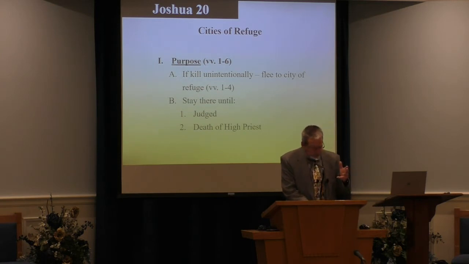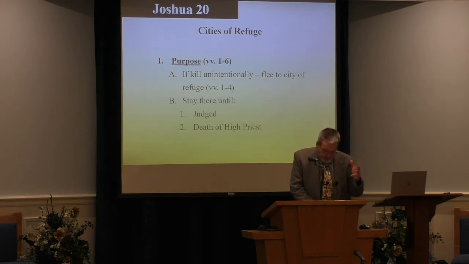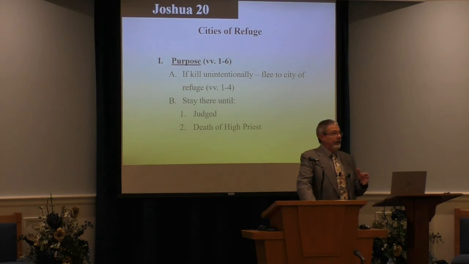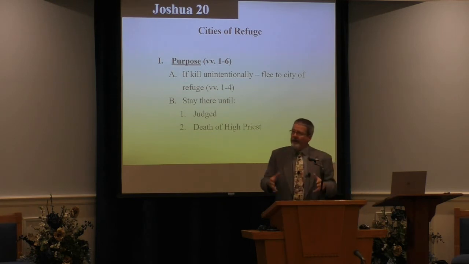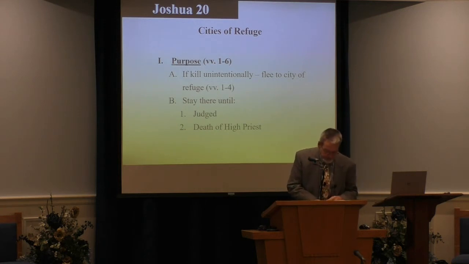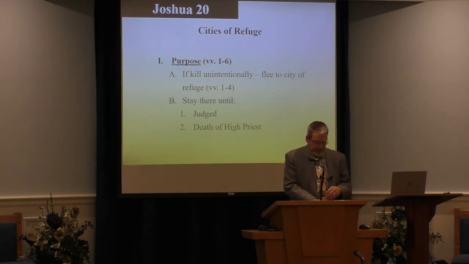Then if the avenger of blood pursues him, they shall not deliver the slayer into his hand, because he struck his neighbor unintentionally, and because he did not hate him beforehand. It was not premeditated. Now verse 6, that he will dwell there until he stands before the congregation for judgment. So I don't know that that means the whole congregation, but the elders of the city would appoint those who would stand as on trial, according to verse 6. They'll dwell in the city until he stands before the congregation for judgment.